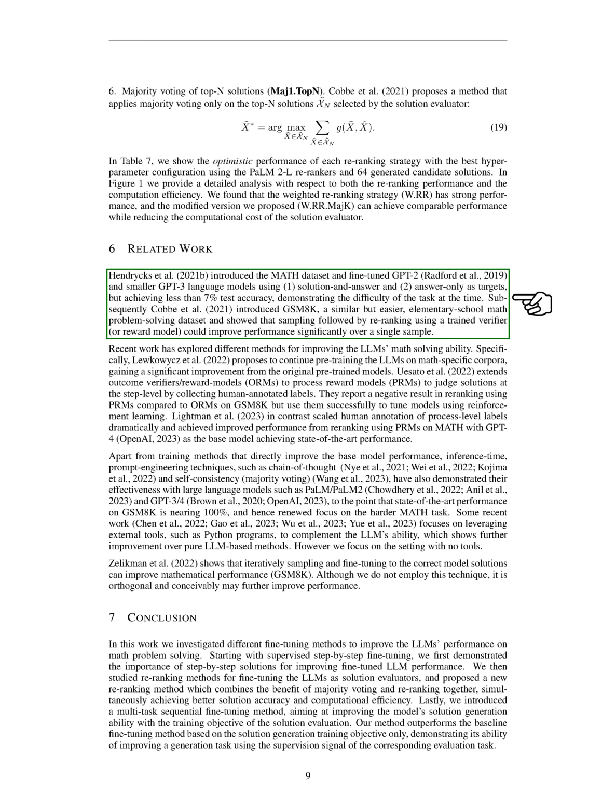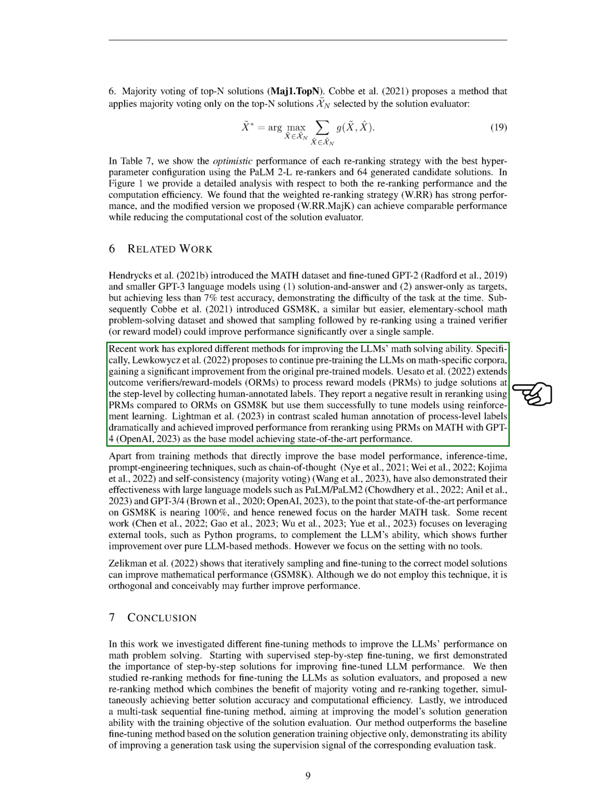Previous research introduced the math dataset and fine-tuned GPT-2 and smaller GPT-3 language models using solution and answer only as targets. However, these models achieved less than 7% test accuracy, highlighting the difficulty of the task. Later research introduced GSM-8K, a similar but easier dataset of elementary school math problems. This research showed that sampling followed by re-ranking using a trained verifier could significantly improve performance.